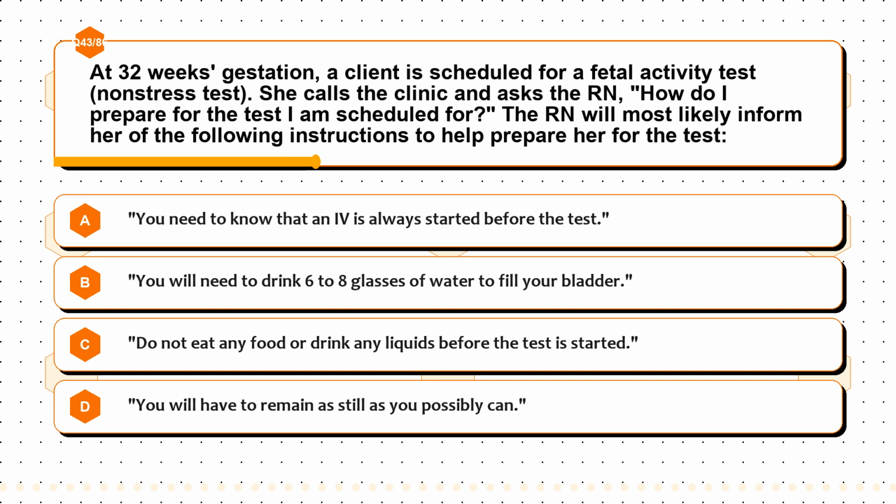The RN will most likely inform her of the following instructions to help prepare her for the test. Here are the options. Option A. You need to know that an IV line is always started before the test. Option B. You will need to drink 6 to 8 glasses of water to fill your bladder.